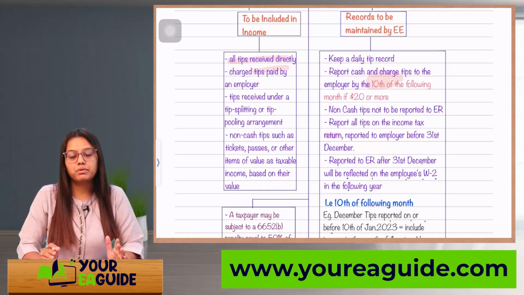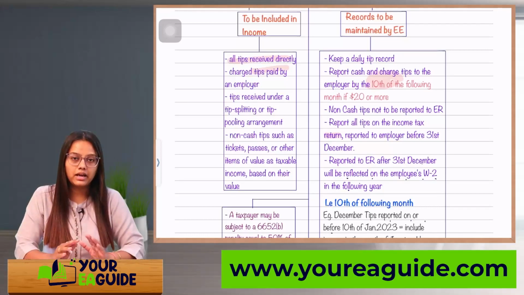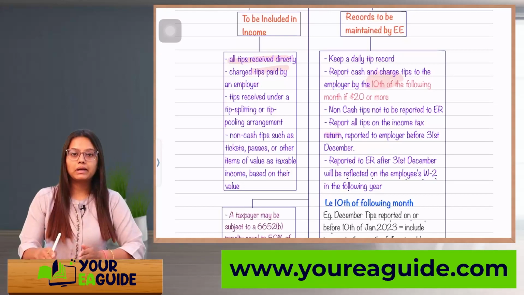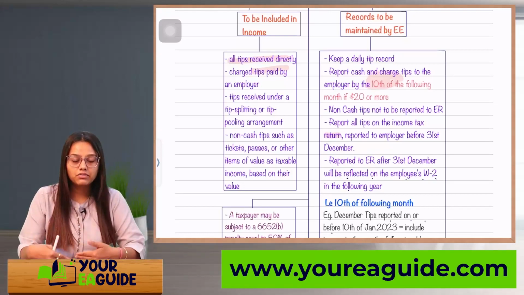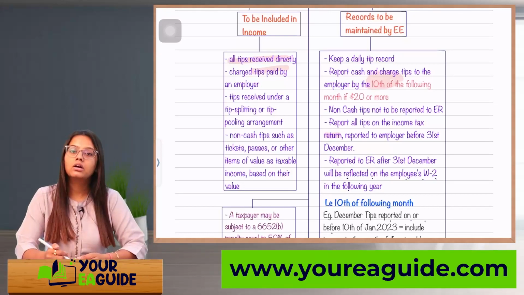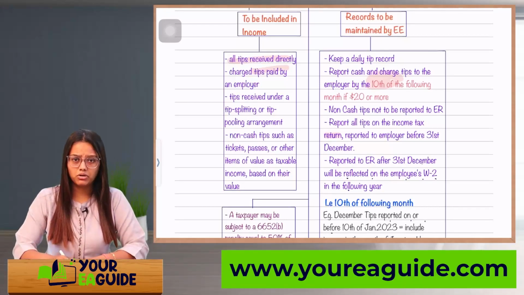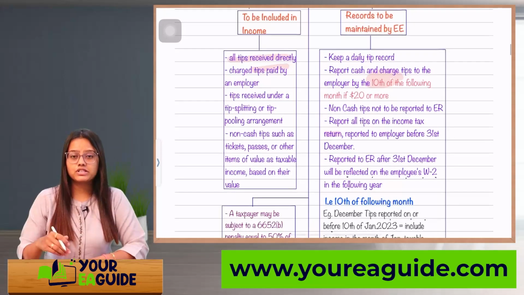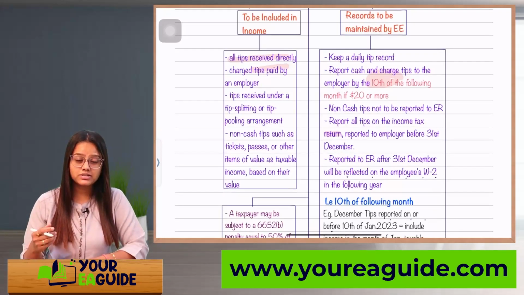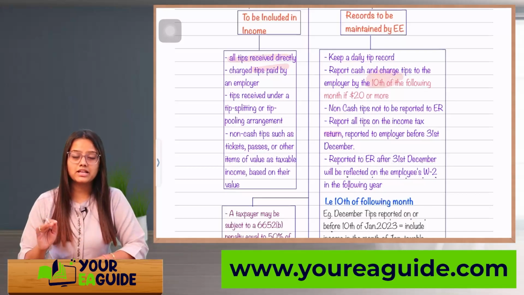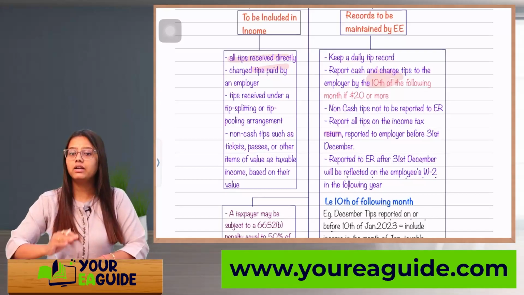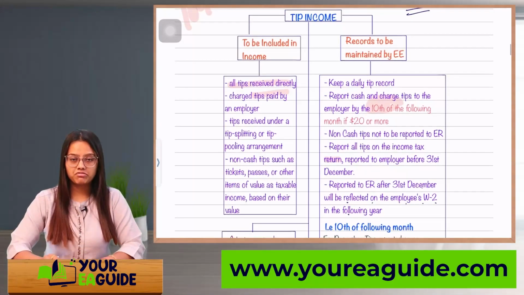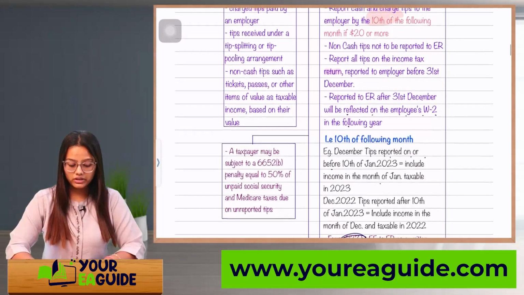Mostly they have tip splitting, which means all the tips are collected and at the end of the week divided equally among all the employees. So when you receive tips under the tip splitting arrangement, it will be considered in your income. Non-cash tips, such as game show tickets, passes, movie tickets, and all those things, will be considered as your income. Straight away take the FMV of that ticket, or whatever non-cash gifts you have received. So this will be included in the income.